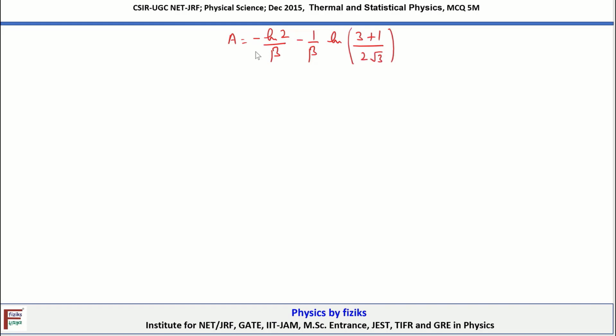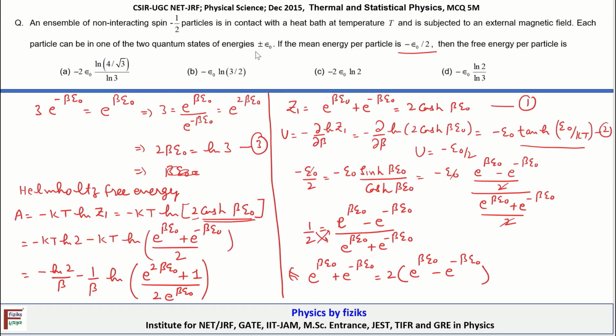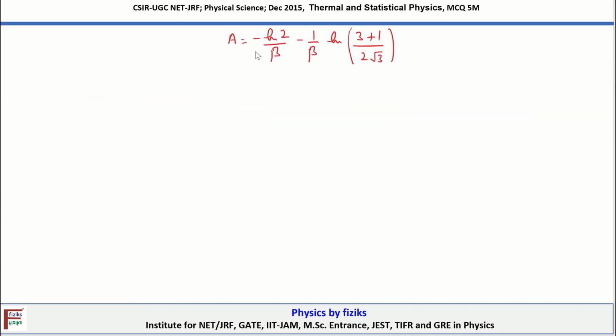Let me take you back to the previous step. We made the substitution here: we are replacing exp(2βE0), which is equal to 3. So we replace this term with 3, then plus 1, divided by 2 exp(βE0). And exp(βE0) from here is equal to √3 basically. That's what we did in this step.